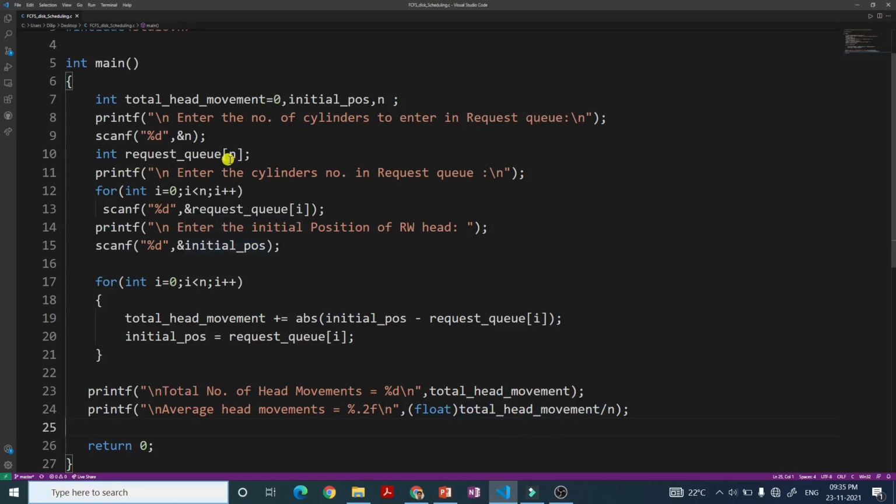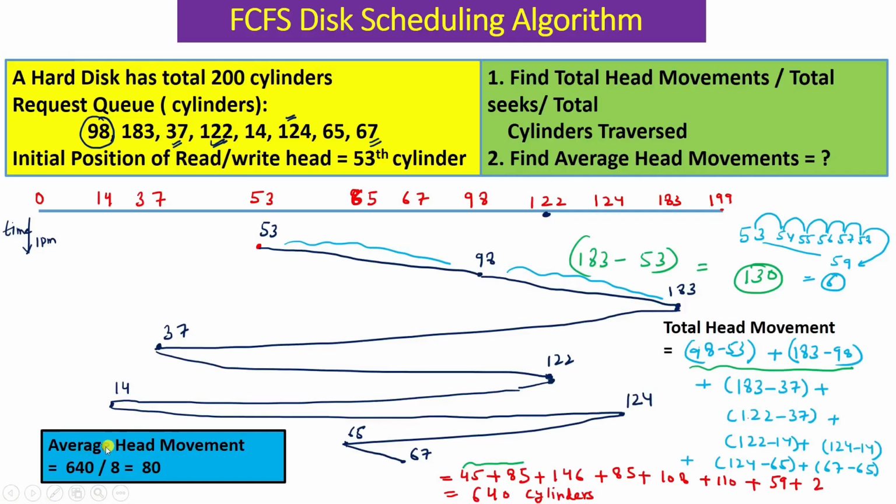So in this question, if we enter n equal to 8, then n will be 8. So 640 by 8. We saw the same thing in our question also: total head movement is 640, divided by 8, since these were the total 8 cylinders. Dividing by 8, we got 80 average head movement. We can also get this in decimals, something like 80.5, in other questions. So we will take the average head movement as float.